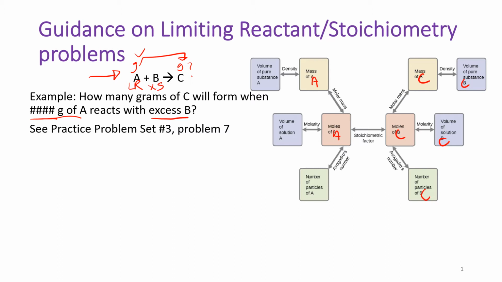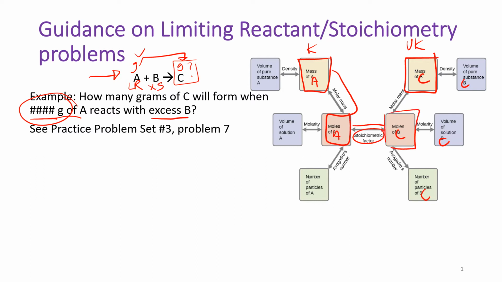So we're starting off with mass of A. That's our first known, right? That they actually gave you that number. We're starting off right here. We need to get to mass of C. That's our unknown. This is our known, so our starting place. We are going to follow the mole map until we get to our unknown. So that means we're going to use the molar mass to get to moles of A. From here, we will use the stoichiometric factor to get to moles of C. From here, we will use the molar mass of C to get to mass of C.